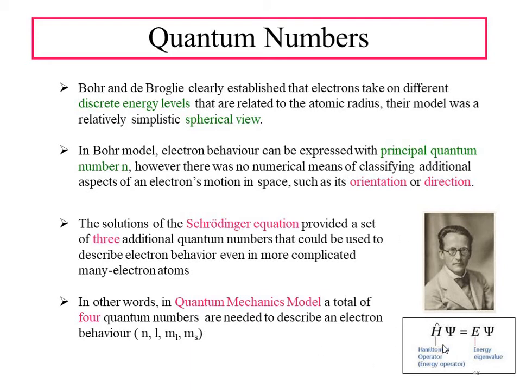So he developed this one. This is the Schrodinger equation. This is the eigenvalue equation. This represents H psi is equal to E psi. I will explain what H is.